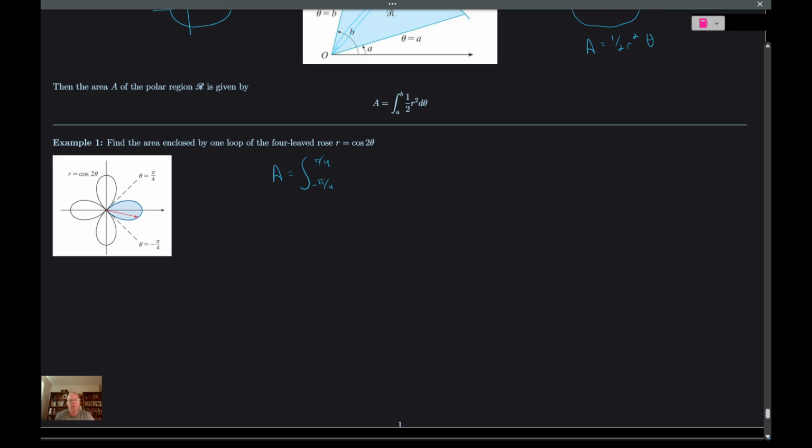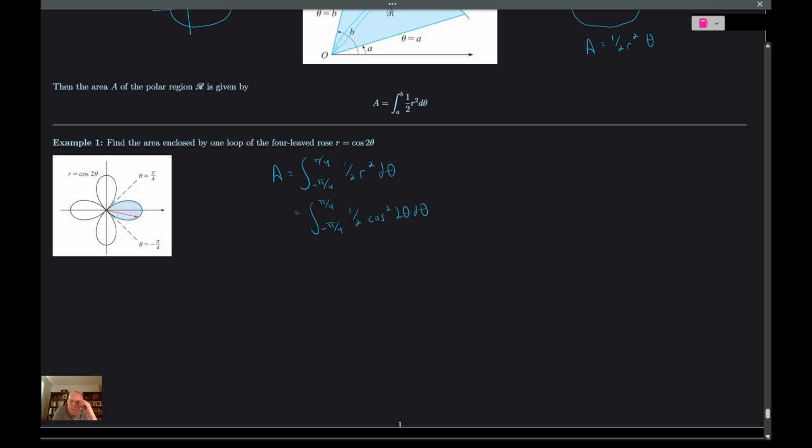1/2 r squared d theta. Now, r squared is cosine squared 2 theta. So obviously, we're not integrating with respect to r. We are integrating with respect to theta, so we need to write this in terms of theta. So let's write the integral from negative pi over 4 to pi over 4, 1/2 cosine squared 2 theta.